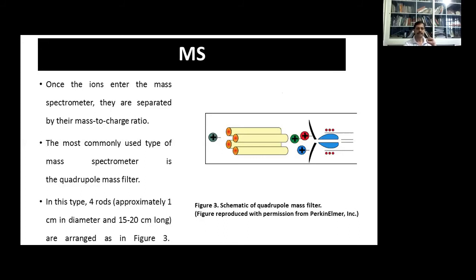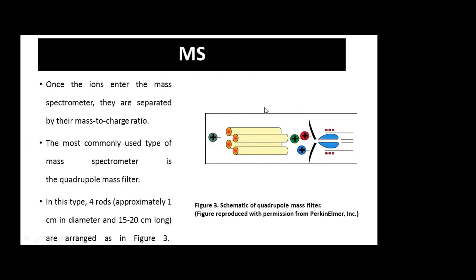Once the ions enter the mass spectrometer, they are separated by the mass to charge ratio. That is how any mass spectrometer works. The most commonly used type of mass spectrometer is the quadrupole mass filter. This is the schematic presentation of a quadrupole mass filter. In this type, there will be 4 rods approximately 1 centimeter in diameter and about 15 to 20 centimeters long. They are arranged in this fashion, as you can see in this figure.